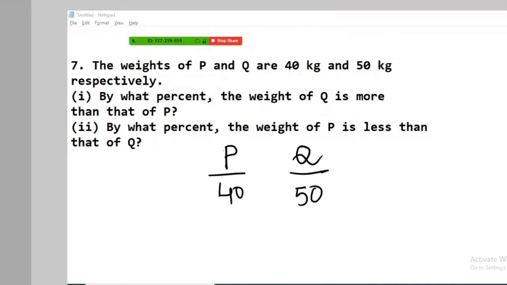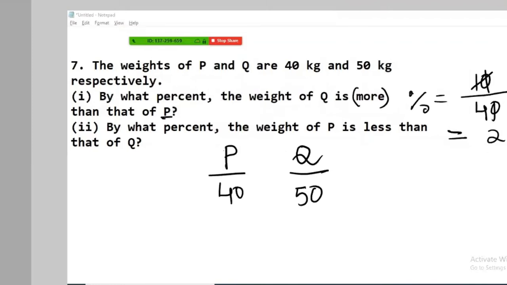By what percent is the weight of Q more than that of P? Percentage: numerator, denominator. What will come in the denominator? "Than that of P", so P will come in the denominator. What is the value of P? 40. He is comparing how much more? 10 more. The difference only. So 1 by 4, the 0s get cancelled. 1 by 4 means what?